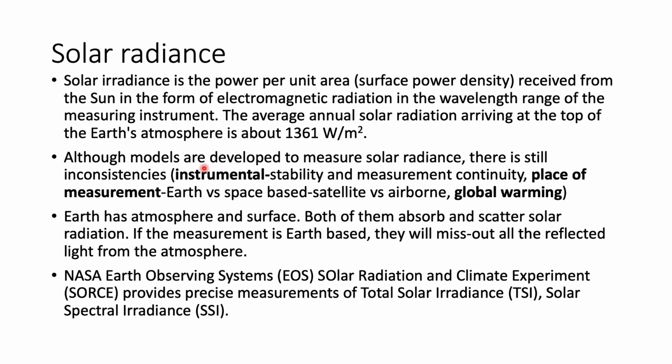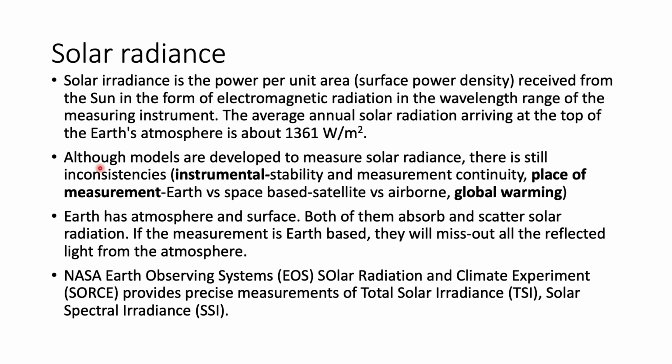Let us look at the basic thing, which is solar irradiance or solar radiance. So what is solar radiance? Solar radiance is the power per unit area, that is surface power density, received from the sun in the form of electromagnetic radiation in the wavelength range of the measuring instrument. So this average annual solar radiation arriving at the top of the atmosphere is about 1361 watts per meter squared.